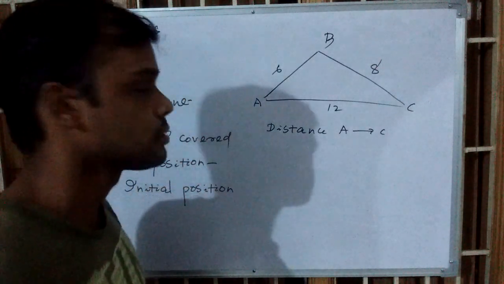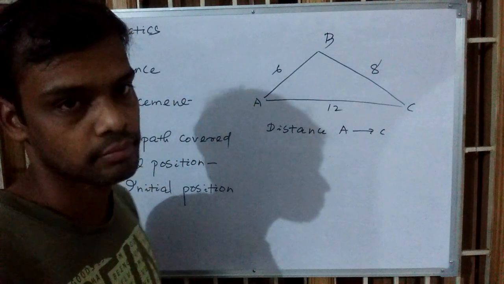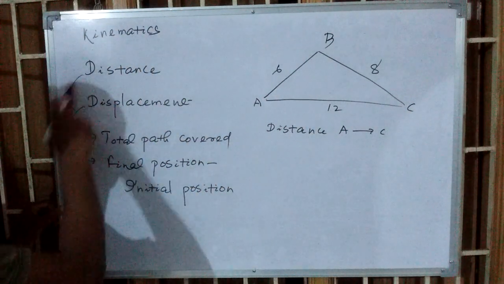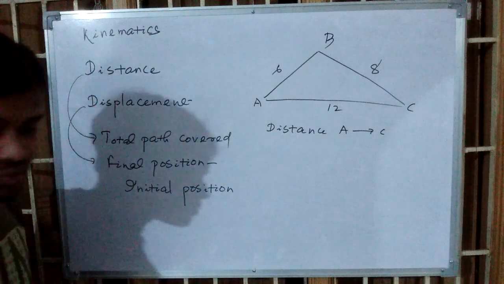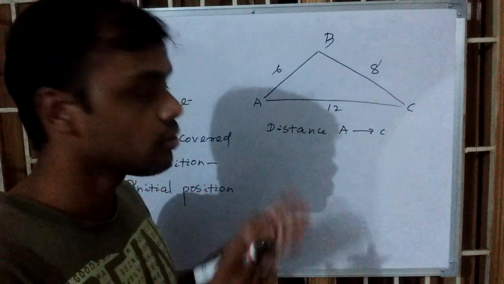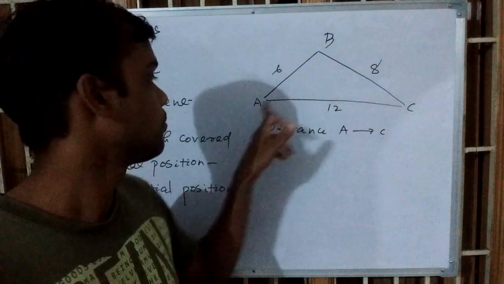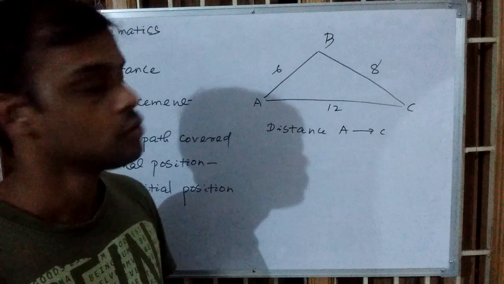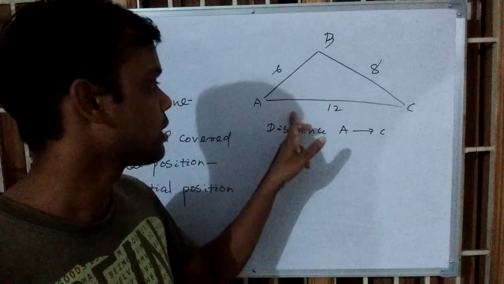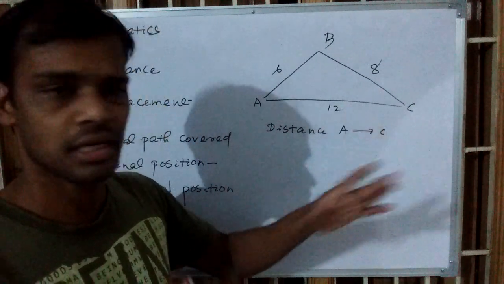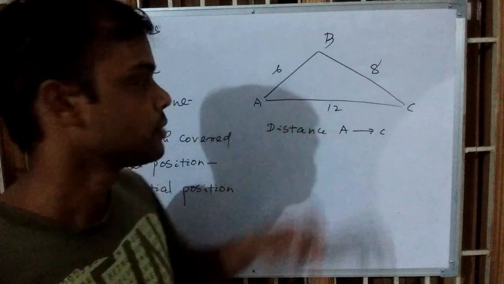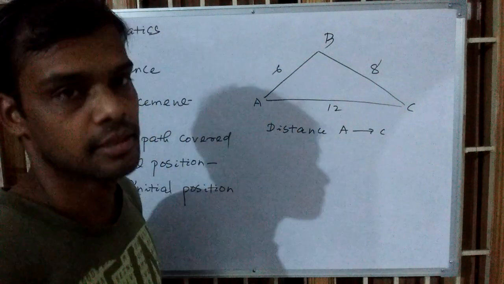But the question again is, which path should I follow? Then that means what is the definition? Distance definition is total path covered. That means you have to specify the path you are following to reach C from A. So there are two paths. Either I can go directly from A to C by covering this 12 meter, centimeter, whatever, or I can go through B to C. That means there are two distances here.